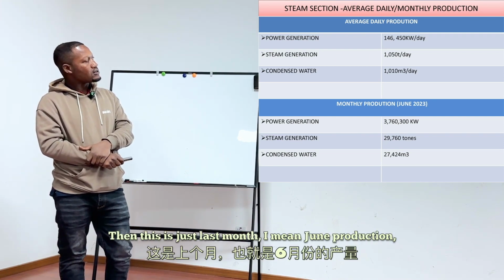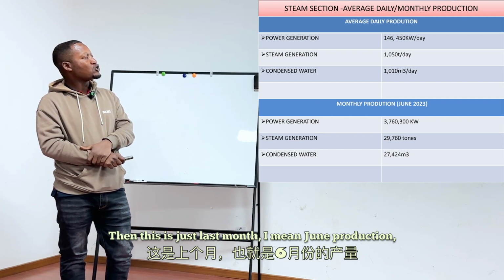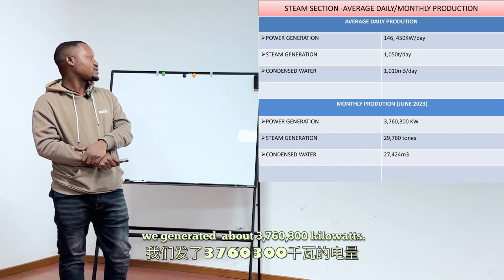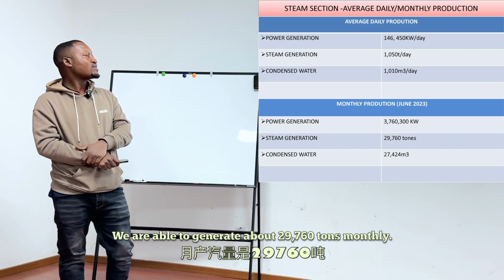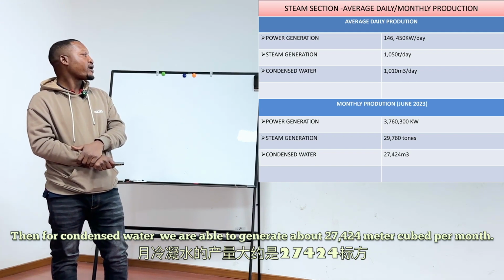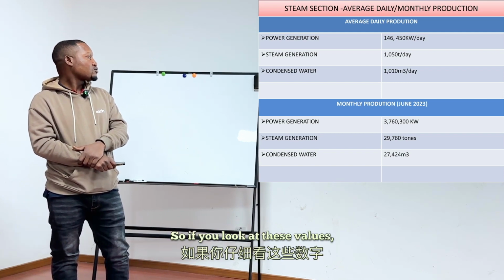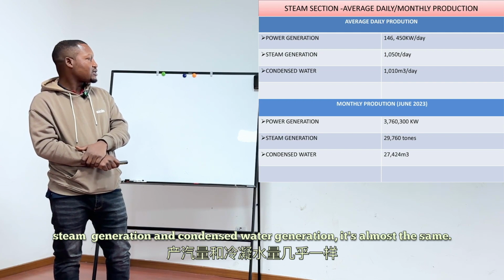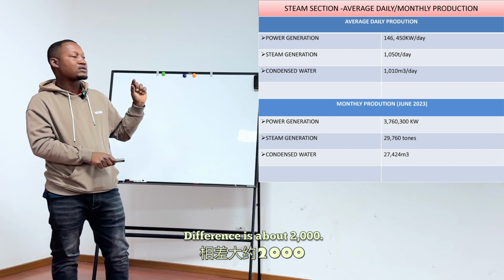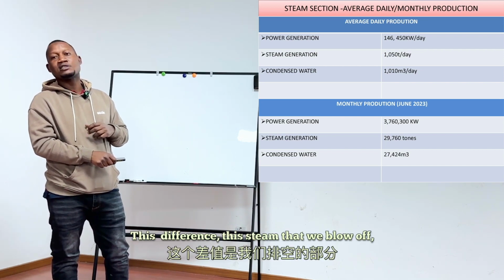Then this is just last month, June production. We generated about 3,760,300 kilowatts. We are able to generate about 29,760 tons of steam monthly. For condensed water, we are able to generate about 27,424 cubic meters. So if you look at these values, steam generation and condensed water generation are almost the same. The difference is about 2,000. This difference is the steam that we blow off.